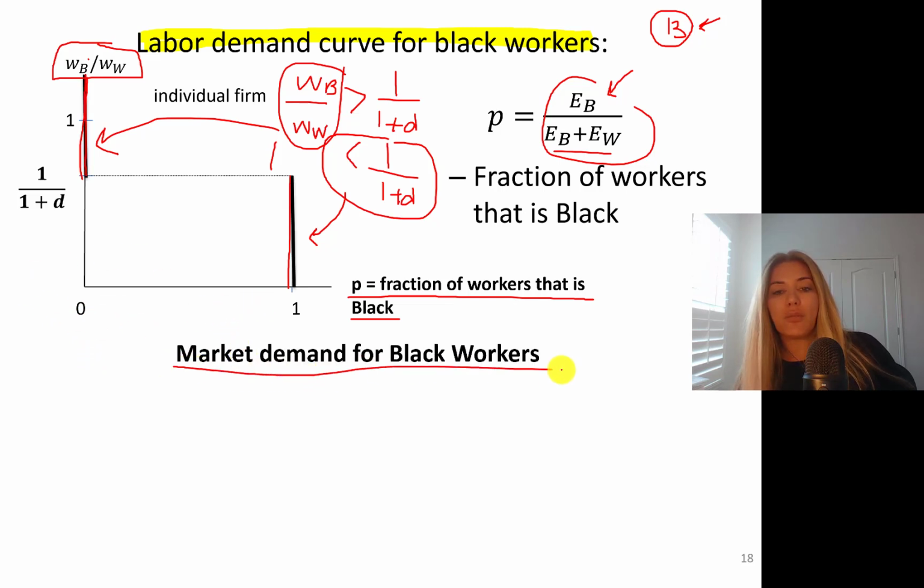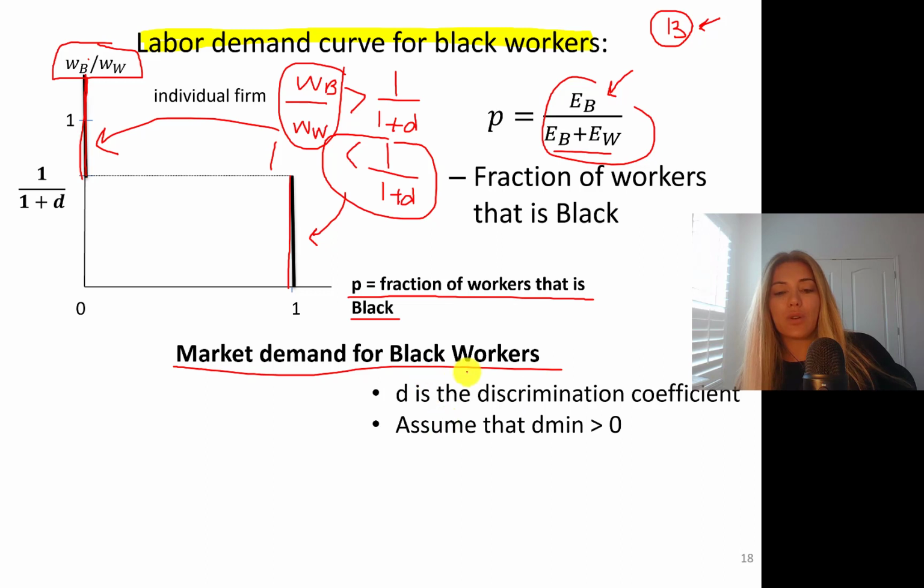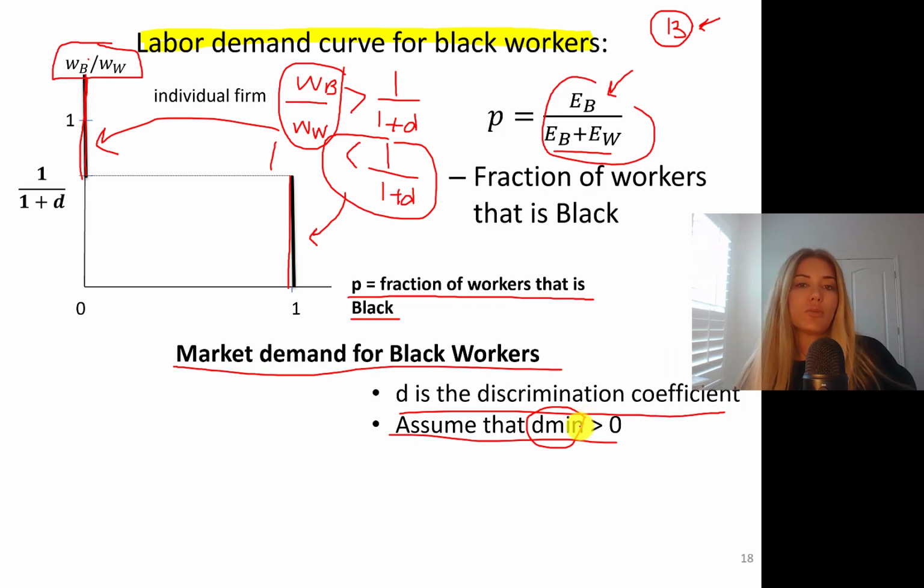Market demand for black workers. So D is the discrimination coefficient. We're going to assume that the minimum discrimination coefficient is greater than zero. That means all companies have some sort of discriminatory behavior. However, it could be such that some companies actually have the opposite. Some companies prefer to hire more workers from disadvantaged backgrounds or minorities.